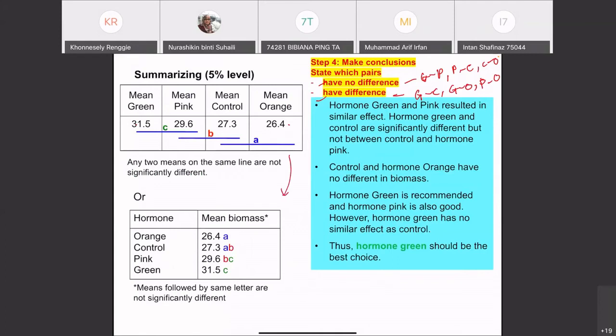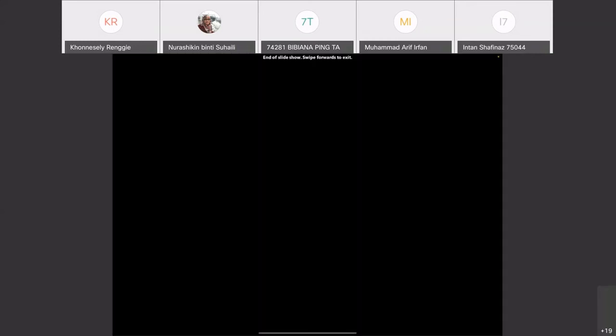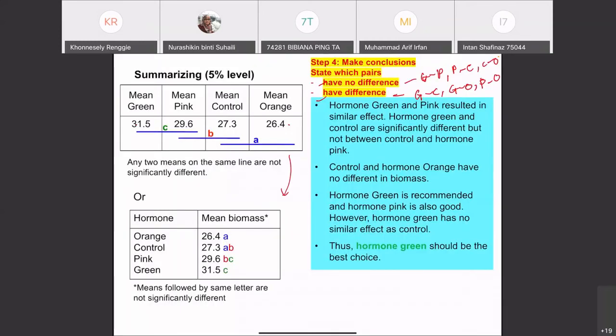Okay, so based on this, you can also transform into a table, whereby you write the mean, or the name of the hormone in this case, and you put the letter next to the mean. Okay, so I'm not really prioritizing these kind of things, but what I think is more important is that you state the conclusion, which pairs have a difference and which pairs do not have a difference. Okay, so that is Bonferroni method.